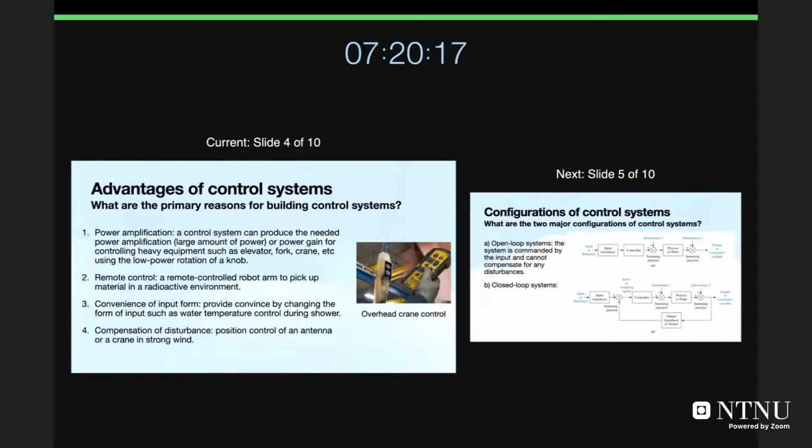So what are the advantages of control systems? The primary reason, in fact, for control systems is power amplification. We have a control system which can produce the needed power amplification.